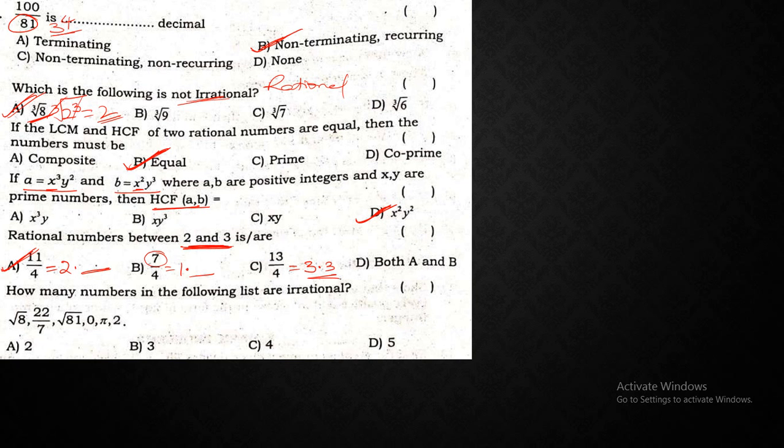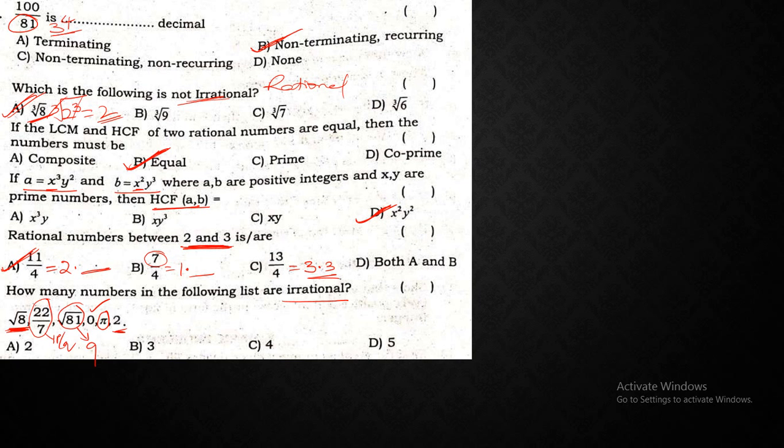How many numbers in the following list are irrational? It is asking which of these are irrational. Clearly root 8 is irrational, because root 8 is nothing but 2 root 2, so it is irrational. 22 by 7 is rational because it is in the form of p by q. Root 81 is nothing but 9, which is rational. 0 is rational, pi is irrational, 2 is rational.